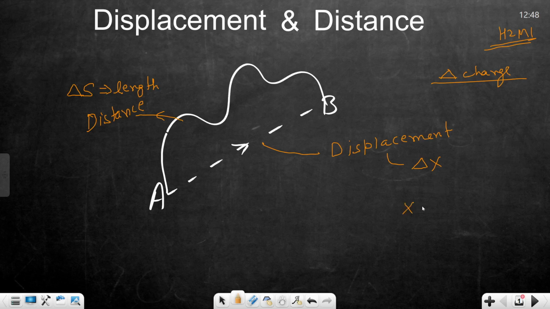X is your position. X will be your position. Clear? S is also a position mark. This is also a position mark, that is a length mark.